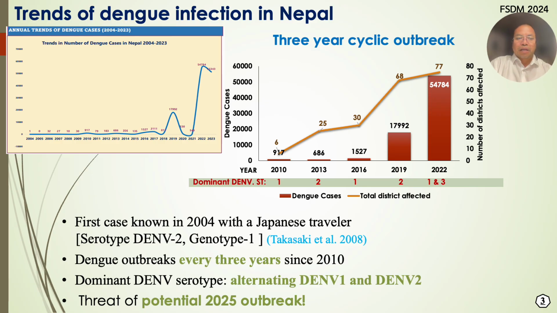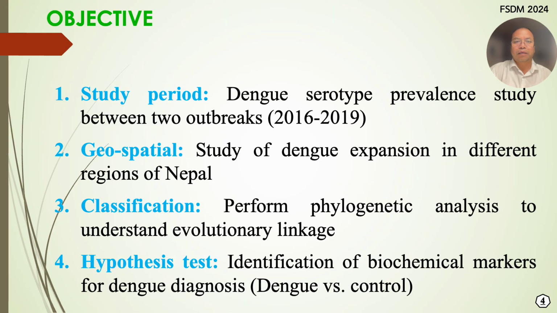Now, there is a threat of a potential outbreak in 2025, which is next year. Objective. The study period is between the two outbreaks, 2016 and 2019, so we have samples from 2017 and 2018. We studied the geospatial expansion of dengue in different regions of Nepal, from tropical to temperate.